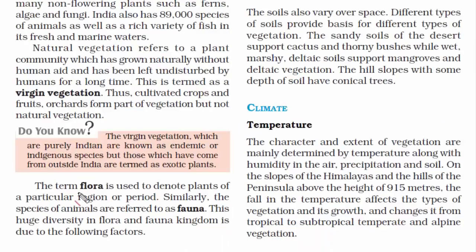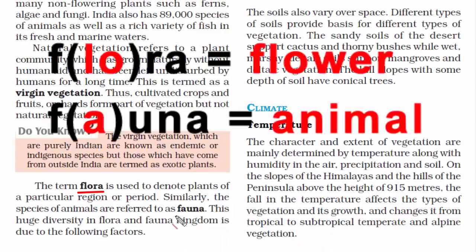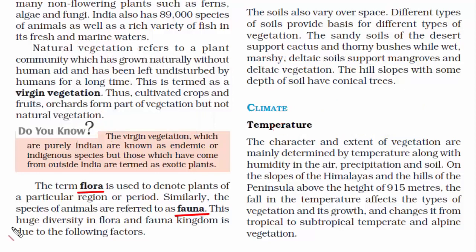Now the term flora and fauna. Flora means plants. So just remember this word as flower. And the word fauna, in which A is there after F, that means animal. So remember it this way and you will not be confused between flora and fauna. So in a country like India, there is a huge diversity in plants and animal kingdom. You will find many species of plants and animal. Now there are certain factors that are responsible for such a diversity. So let's read about each one of them in brief.